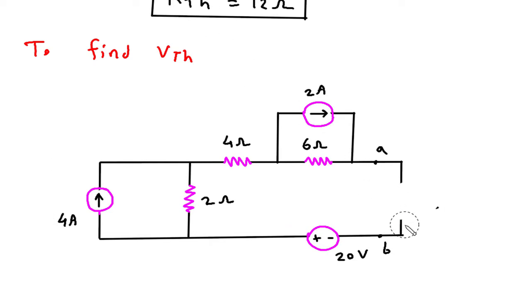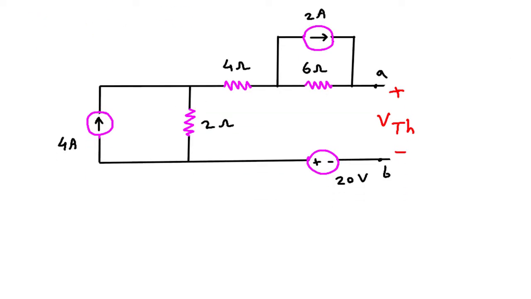here this will be our VTh between terminal A and B. This will be VTh. This will be positive and this will be negative. Now to find VTh, we will convert this current source into its equivalent voltage source. So here this will be a voltage source, this will be positive and this will be negative.